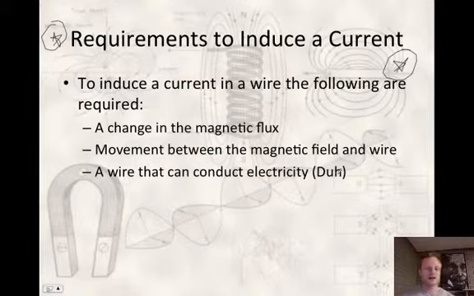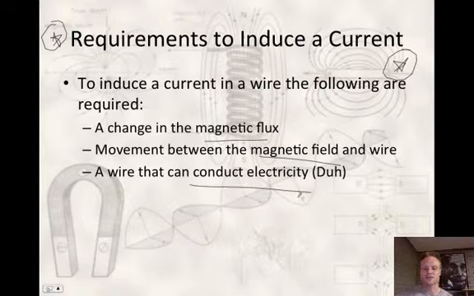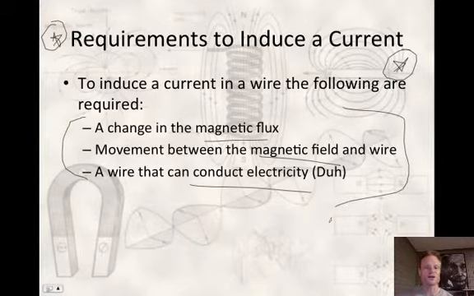The amount of magnetic field lines going through an object will change the magnetic flux. So you need a change in magnetic flux, by moving the magnet relative to the wire, and a wire that can actually conduct electricity. If you take a magnet and move it near a plastic rod, you aren't going to be able to induce a current, because obviously a plastic rod is not a conductor. So you need something that can conduct electricity. If you meet these three requirements, you too can induce a current in a wire.